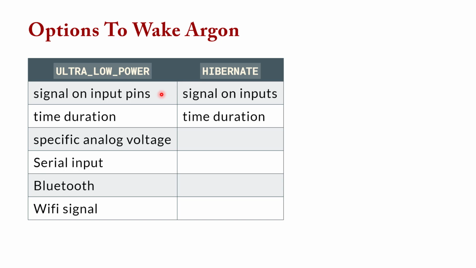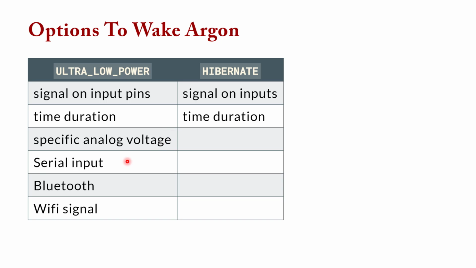Ultra low power actually has a lot of options. You can have it wake up when there's an input signal like a button press. You can have it wake up after a certain time. You can have it wake up to a specific analog voltage. So for example, if you have a potentiometer and you want it to wake up when it gets halfway to 1.67 volts, you can set it up to do that.